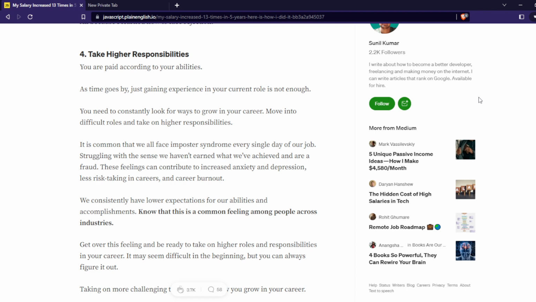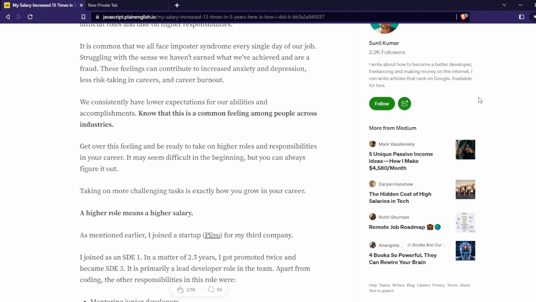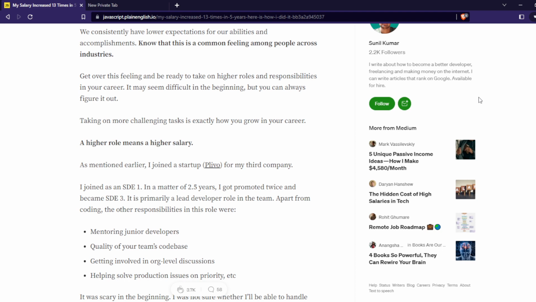This feeling can contribute to increased anxiety and depression, less risk taking in careers, and career burnout. We constantly have lower expectations for our abilities and accomplishments. Know that this is a common feeling among people across the industry. Get over the feeling and be ready to take higher roles and responsibility in your career. It may be difficult in the beginning, but you can always figure it out. Taking on one more challenging task is exactly how you grow in a career. Higher role means higher salary.